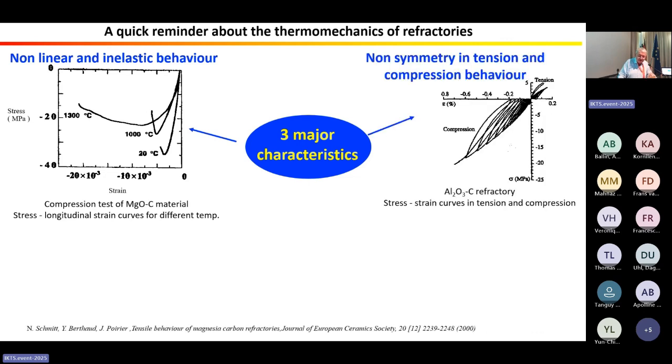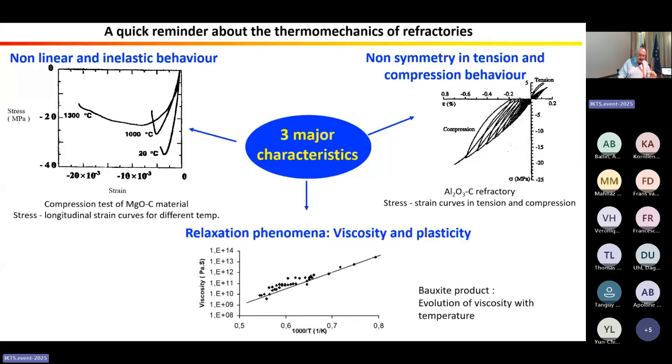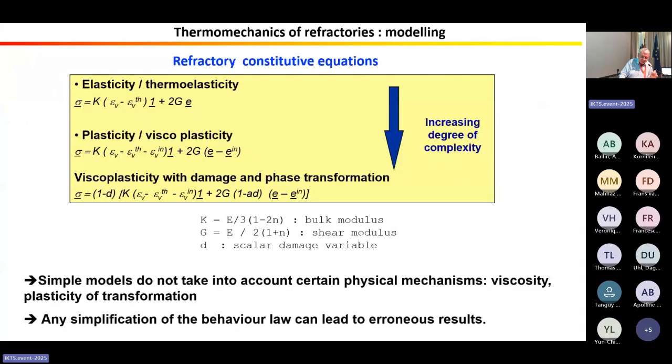The second characteristic is a non-symmetry in tension and compression behavior. Here, it's an alumina graphite refractory, and these are stress-strain curves in tension and compression. And the third effect is the relaxation phenomena, viscosity and plasticity. As an example, here we represent the viscosity of the boxide versus temperature. And we have a very great evolution of the viscosity as a function of temperature.